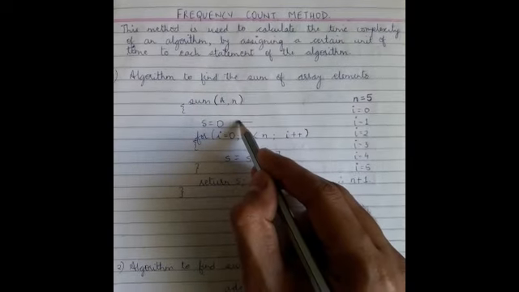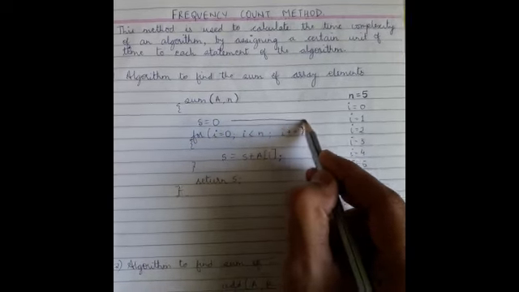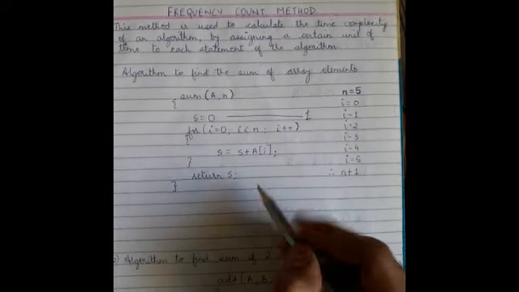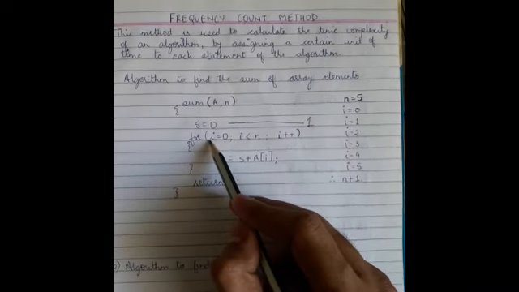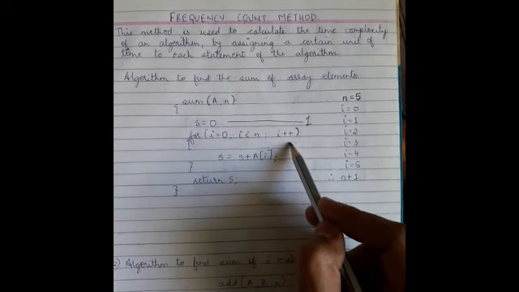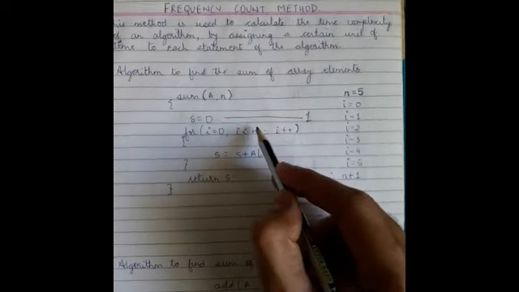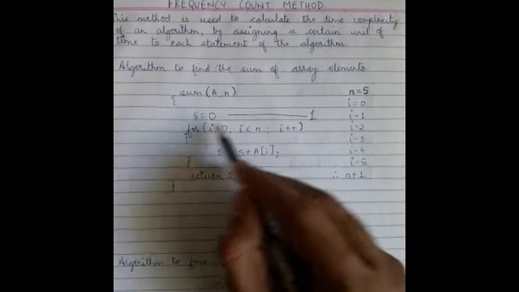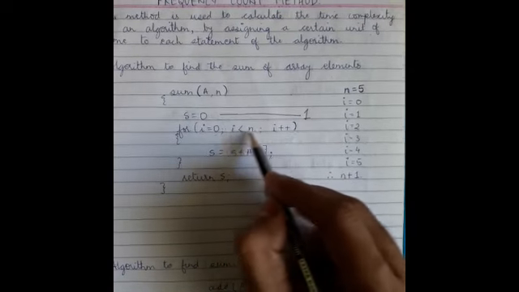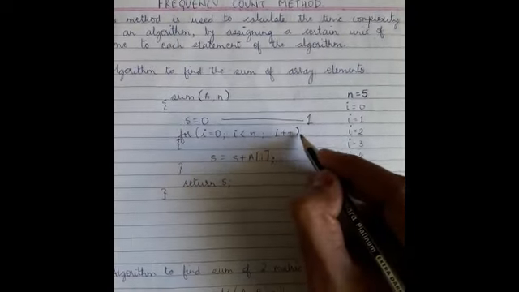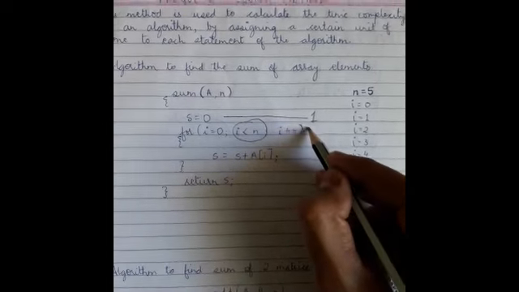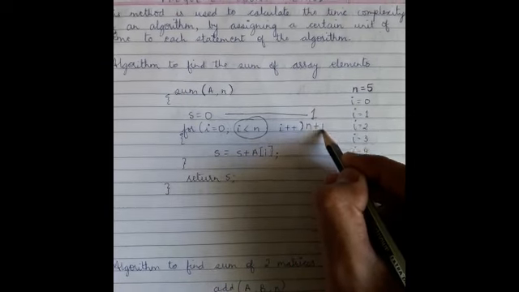So this is the first statement where S is assigned 0. Let's assume that this takes 1 unit of time. We'll assign a value 1 to it. Next we have a for loop. This is initialization, this is checking of condition, and this is post increment. How many times will this for statement execute? I'm not talking about the loop, I'm talking about this statement. How much time will it require to execute? This statement will execute based on this condition, i less than n. It is going to execute n plus 1 times.